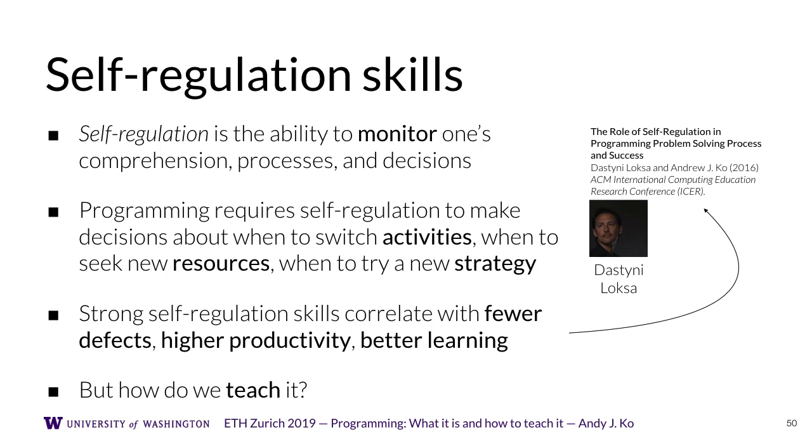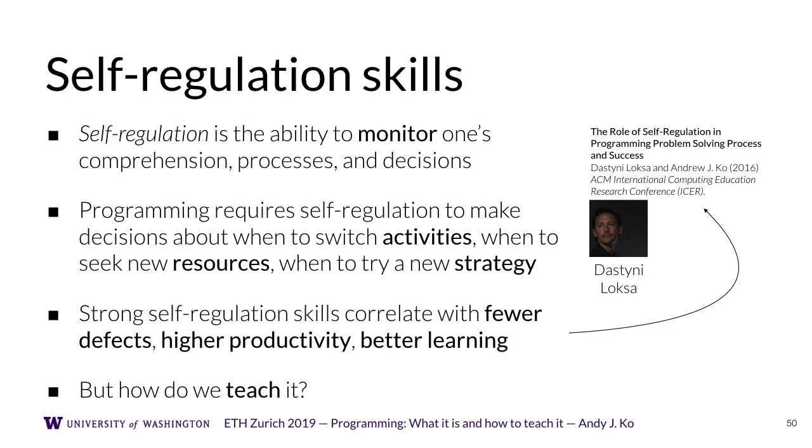And what Dostanai's work has shown, along with other prior work, is that really strong self-regulation skills correlate very strongly with fewer defects, higher productivity, and better learning. So this is something that we really want to understand. Is this a causal thing, and how do we promote it if so? How do we teach those self-regulation skills?